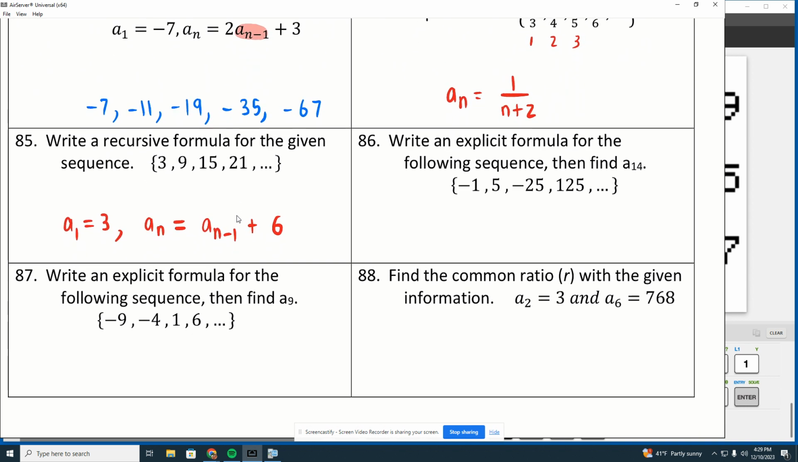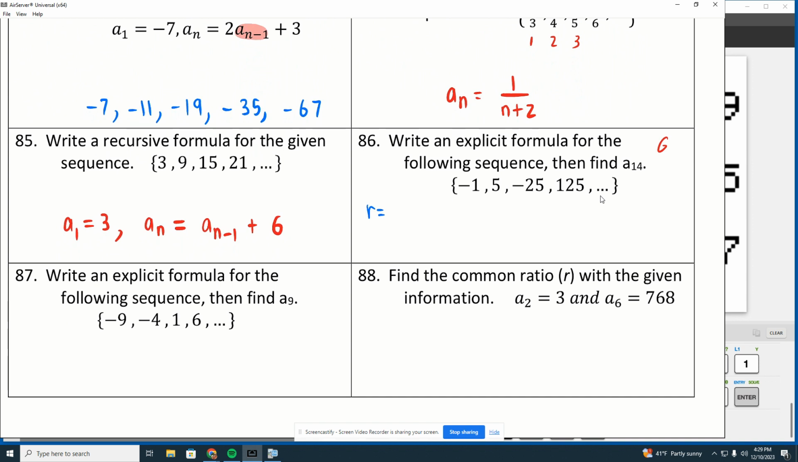Now, number 86, number 87, and number 88 are all dealing with either your arithmetic or your geometric sequences. So look at this one. I hope that we talked about this enough that you recall I said the only type of sequences that would go back and forth from negative to positive would be geometric. So let's see if this is geometric. Let's see if it has a common ratio.